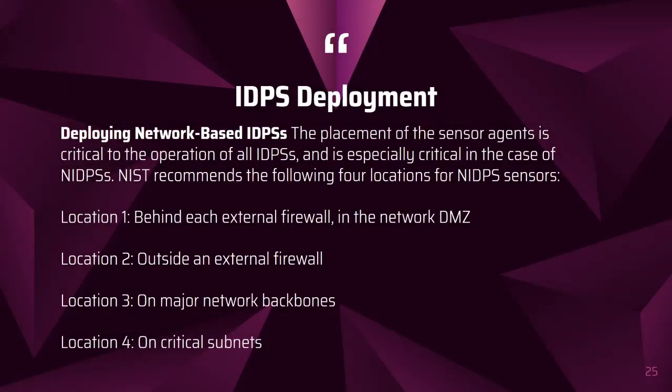Next is the IDPS deployment. So for the deployment is deploying network-based IDPSs. The placement of the sensor agent is critical to the operation of all IDPSs and especially critical in the case of NIDPSs. NIST recommends the following 4 locations for NIDPS sensors. First location is behind each external firewall in the network DMZ. The second location is outside an external firewall. Location 3 is on major network backbones, and the fourth location is on critical subnets.